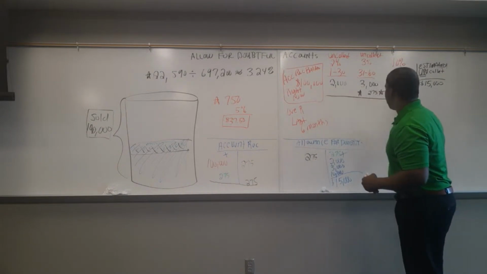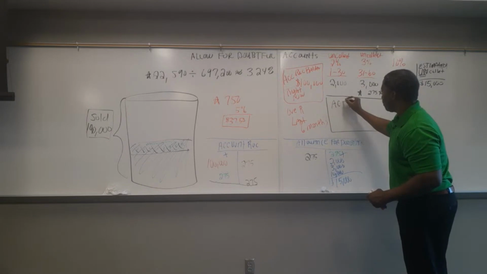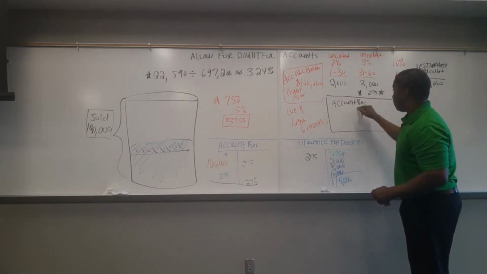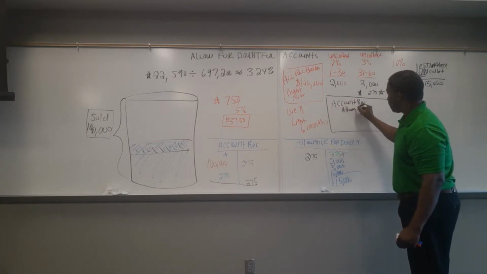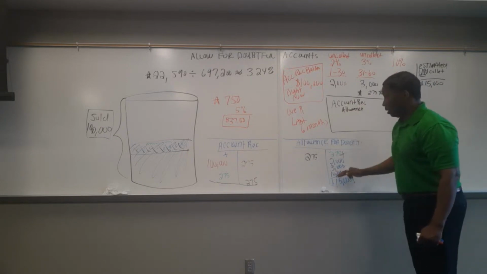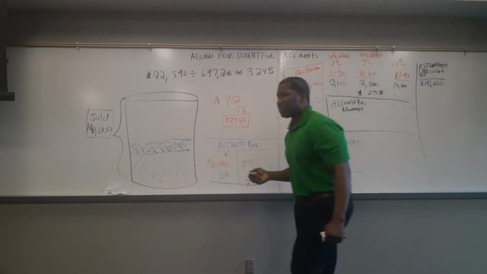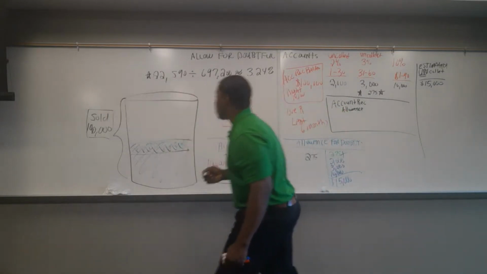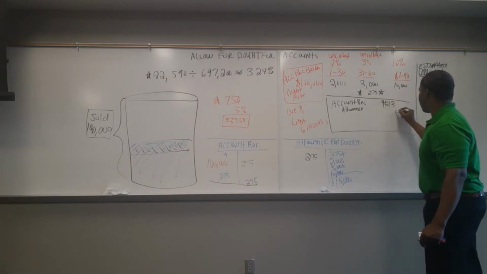my journal entry is going to be debit accounts receivable to put me back on the books, and then credit the allowance for doubtful accounts to fill this cup back up, to fill this balance back up for the amount that is there, which is $4,513 in this case, okay?